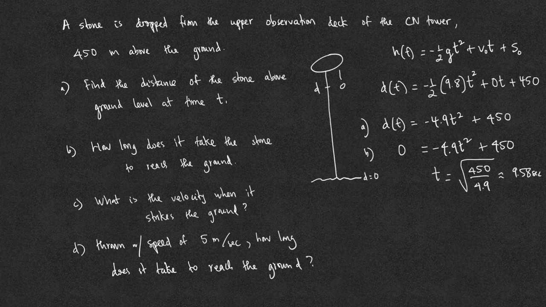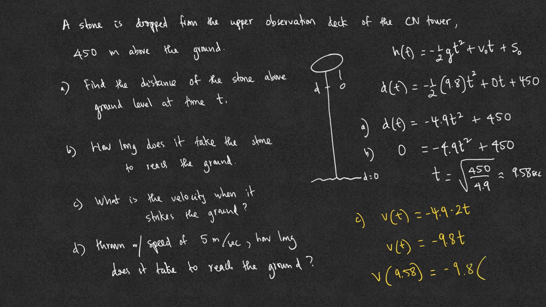To find the velocity, we need to have the velocity function first. If d of t is negative 4.9 t squared plus 450, then the velocity is the derivative of d. The derivative of negative 4.9 t squared is negative 4.9 times 2t, and the derivative of 450 is simply 0. So the velocity function is negative 9.8 t. The moment it hits the ground is when time is approximately 9.58 seconds.